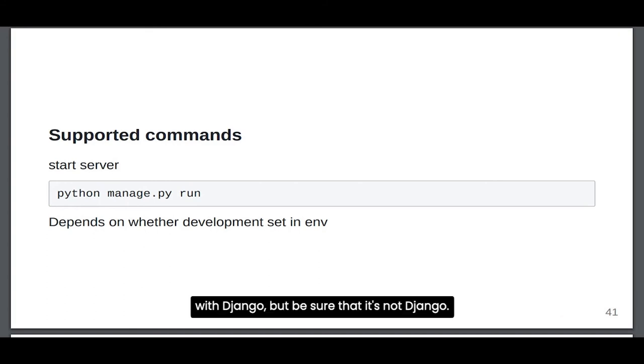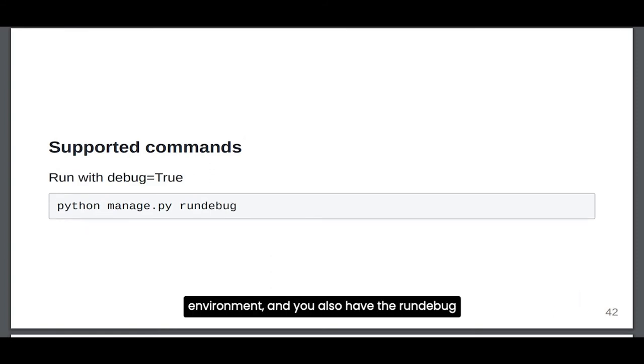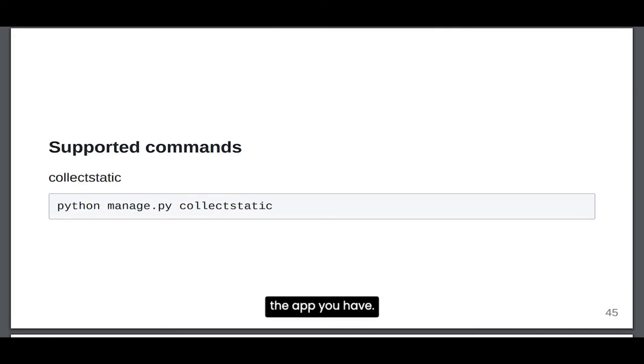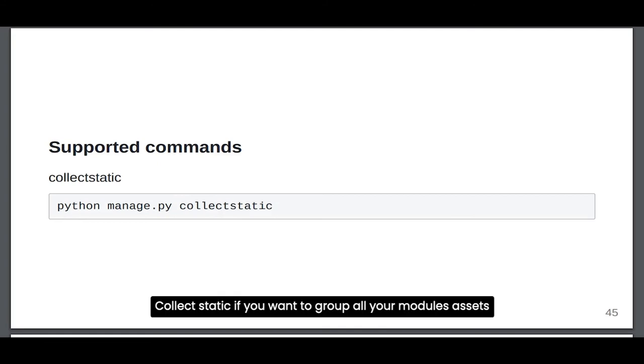It can be confused with Django. But be sure that it's not Django, it's Flask. It's a Flask project, but you see that you actually derive Django from another environment. You also have the run debug. You also have the run server, that's just for trolling, just to show that you can implement the same command. And of course, you have the initialize command, which initializes the app. You have collect static if you want to group all your modules' assets into one asset and use it for production without changing your URL. So that's it.